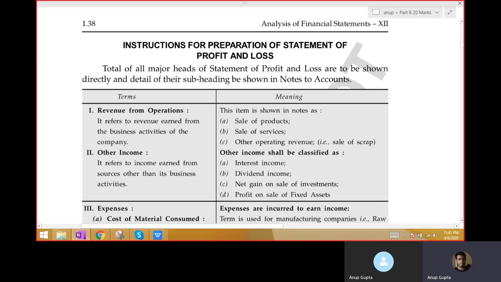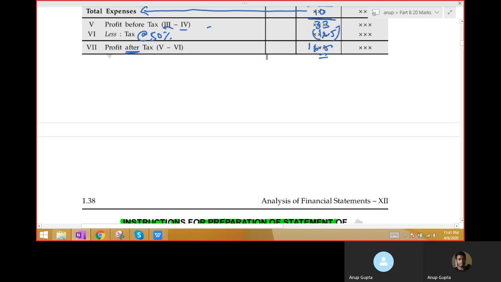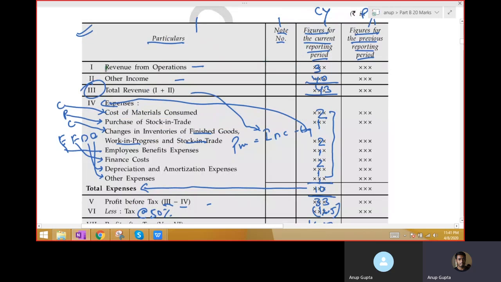Let us start with the instructions for preparation of the statement of profit and loss. The total of all major heads of the statement of profit and loss are to be shown directly, and the detail of their subheadings is to be shown in the notes to accounts. So for revenue and other income, what are the other incomes? These will be shown in a note that is prepared separately.